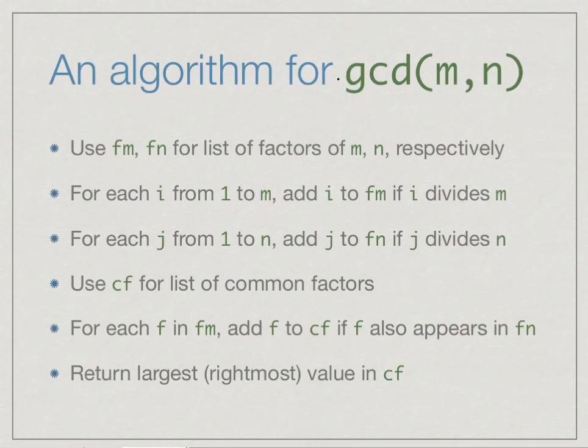Here was our basic algorithm for GCD, which, as we said, more or less follows the definition of the function. So we construct two lists of factors for the inputs m and n. We construct fm, the factors of m, and fn, the factors of n. And then from these, we compute cf, the list of factors in both lists, or common factors. And our goal is to return the greatest common divisor, or the largest number in this common list, which happens to be the last one in this list since we add these factors in ascending order.